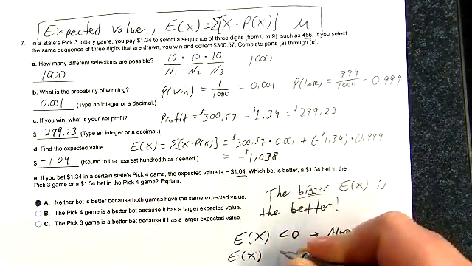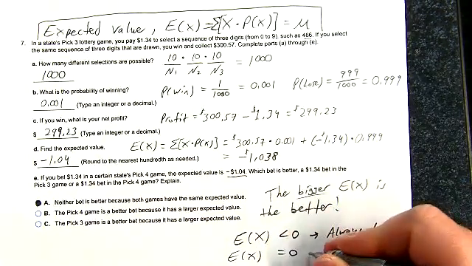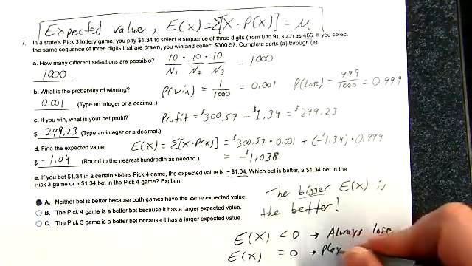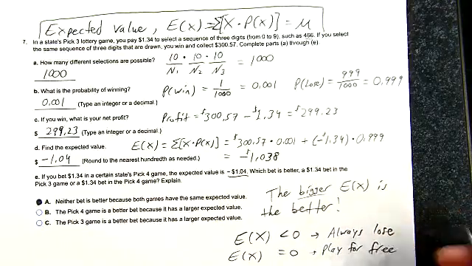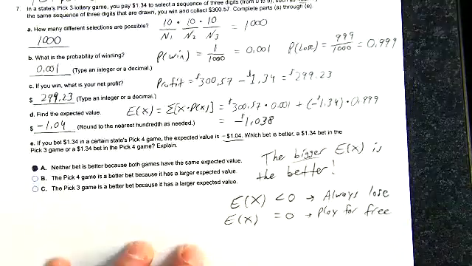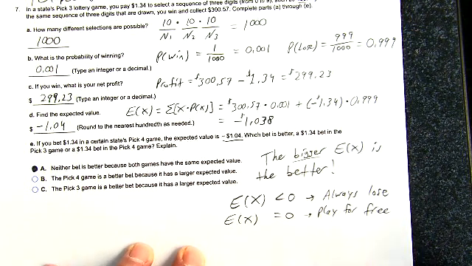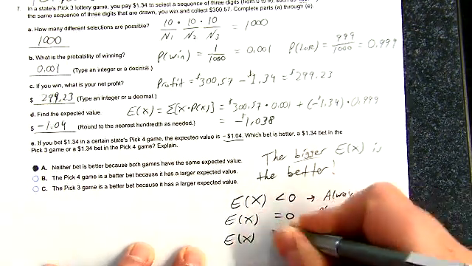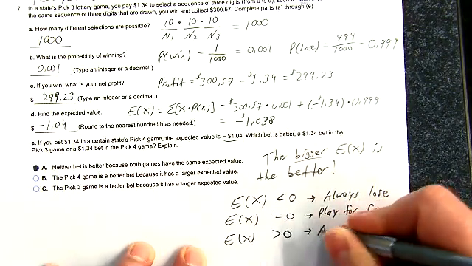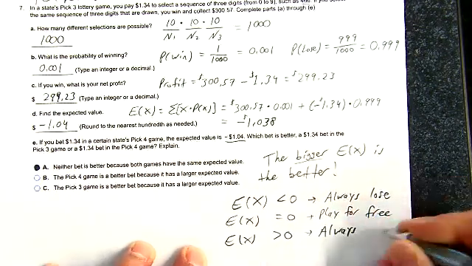E of X equaling 0 is interesting. That means you can play for free. So if you get enjoyment out of gambling or something like that, an E of X of 0 means you win some, you lose some. It's going to add up to 0, so you're not really losing anything. You're not gaining, but you can play for free. E of X being positive means you always come out ahead.